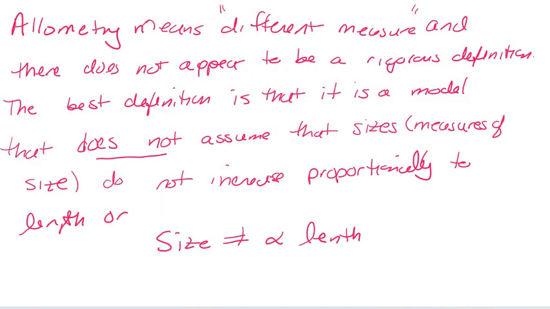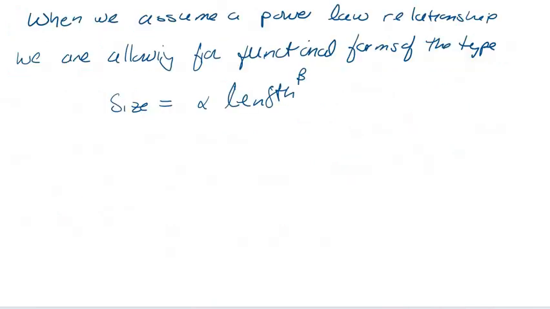Allometry doesn't have a good definition on the internet, but it means different measure. That's the actual meaning. And there does not appear to be a good, rigorous definition. But the best definition is a model that does not assume that sizes or measures of size increase proportionally to length. So it's not going to be alpha times the length to the power it should be if it was just linear, length cubed if it was volume, and length squared if it was area. So when we assume such a power law relationship, we're really allowing for functional forms of this type.